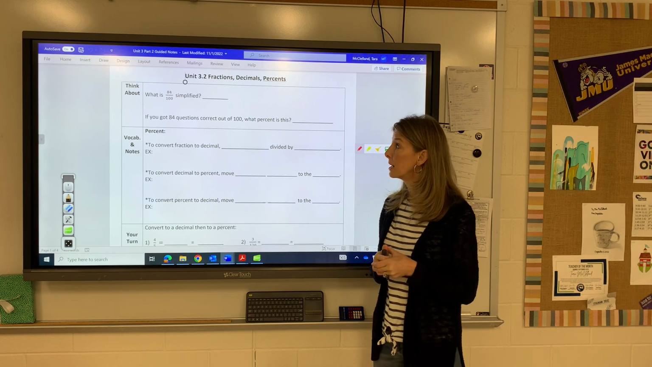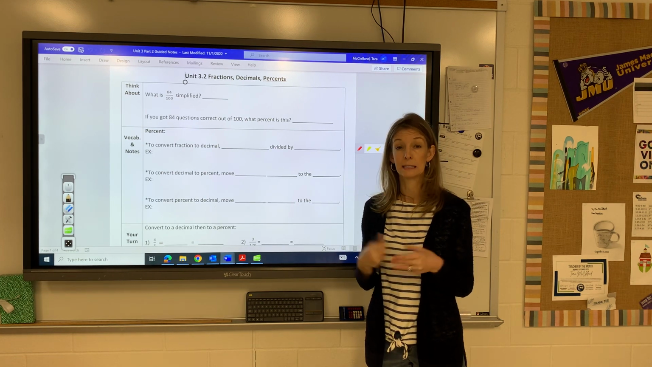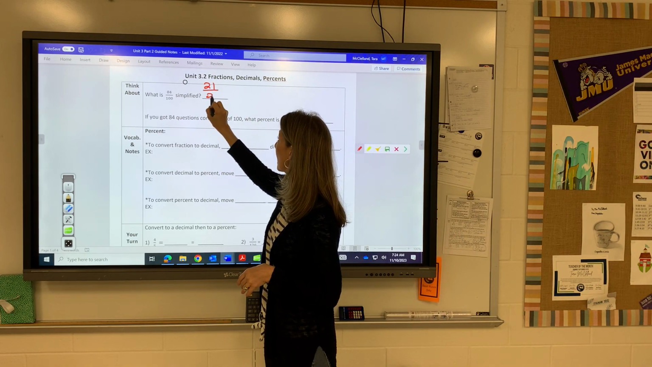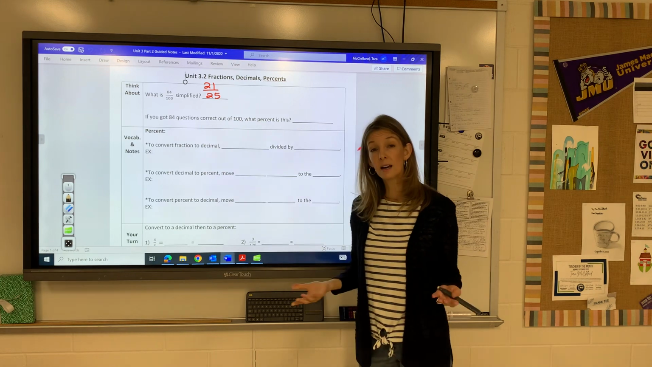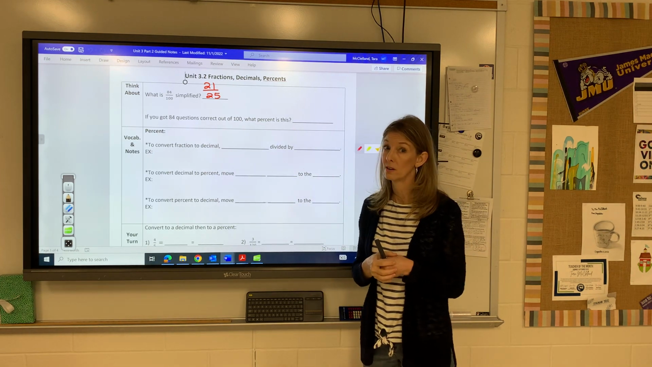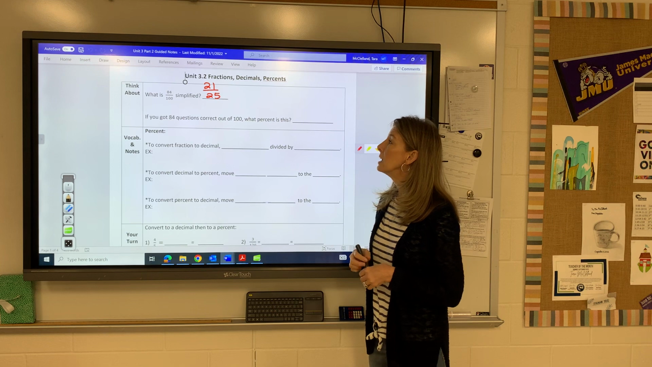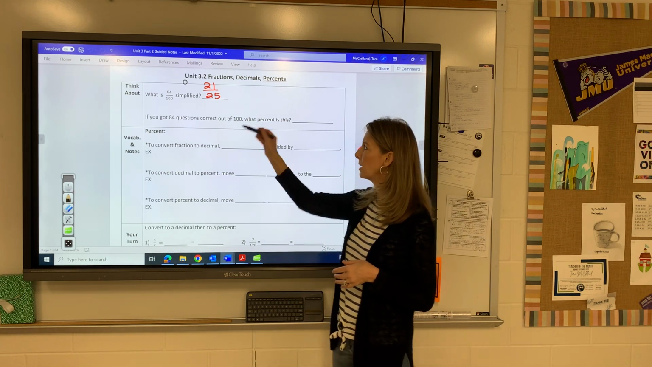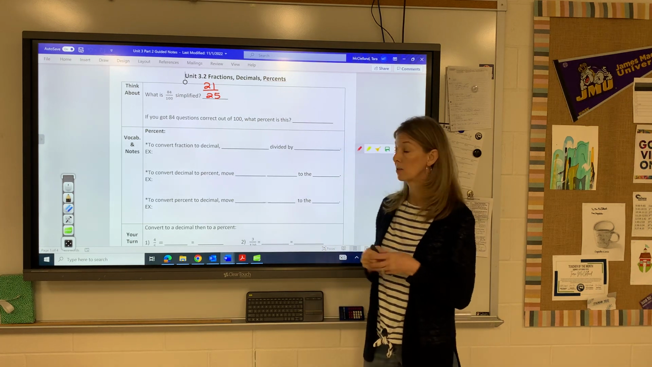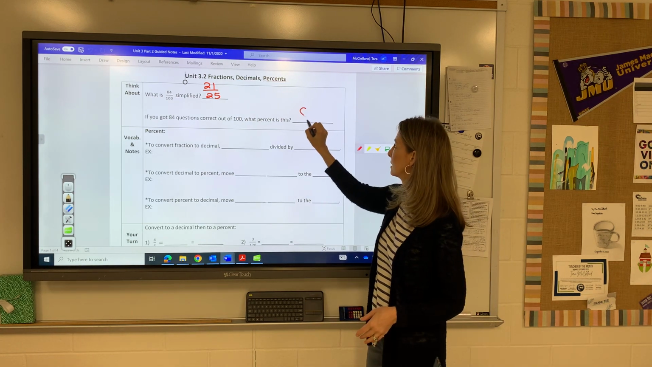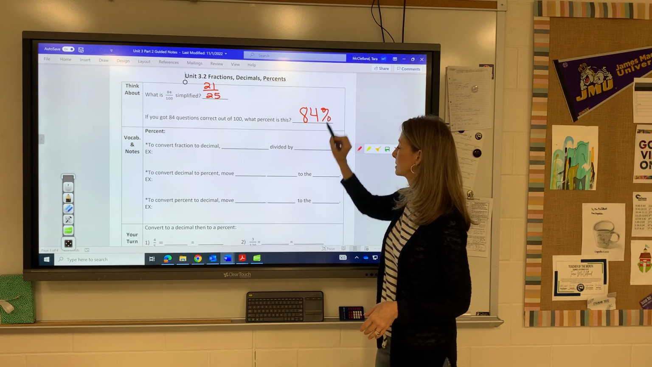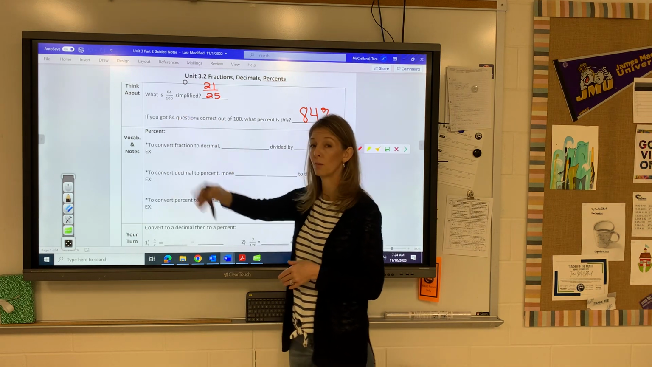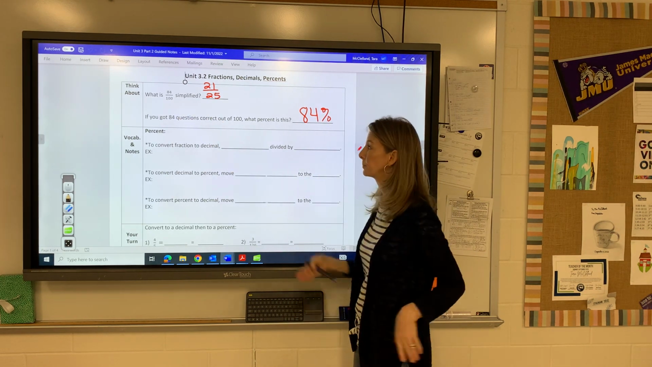So starting off, what is 84 out of 100 simplified? And of course, it is 21 over 25 because both the 84 and the 100 are divisible by 4. So thinking about this in terms of a test, if you got 84 questions correct out of 100, what percent is this? Well, obviously it is 84%. And we think about percent meaning per 100, and we can see 84 over 100, the percent.